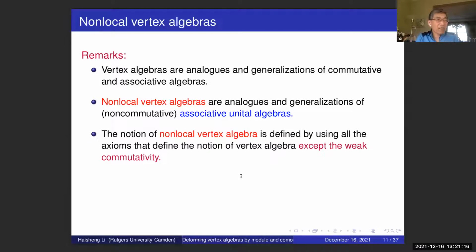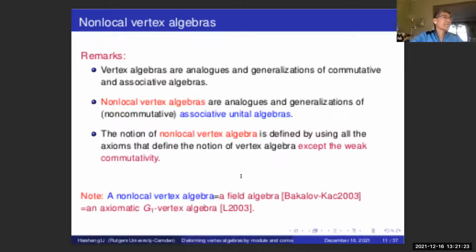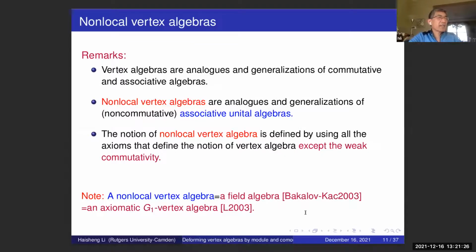So I already mentioned that the notion of non-local vertex algebra is defined by almost the same axioms, except for a weaker commutativity. Non-local vertex algebra is the same thing as a field algebra introduced by Bakalov and Kac, and at that time also called the axiomatic G1 vertex algebra. My work was actually motivated by Borcherds' notion of G vertex algebra, which is more general, higher dimensional.